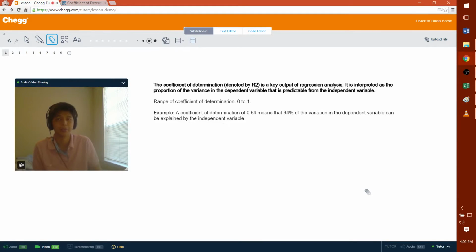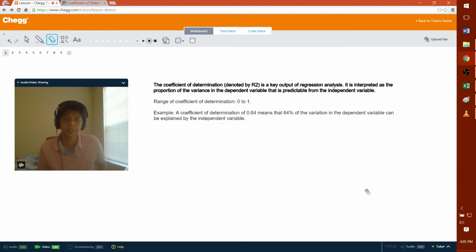This is Ben from Chegg Tutors here, and today we'll be talking about the coefficient of determination. The coefficient of determination is a statistics term that describes a characteristic of a regression analysis. So, for when you have a set of X data and a set of corresponding Y data from the same subjects, and you want to know if they're linearly related.